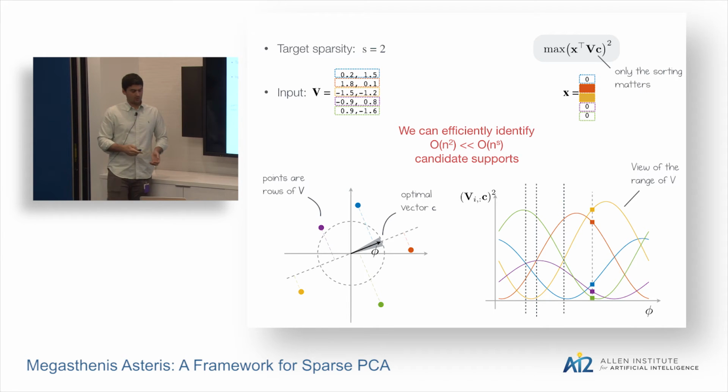Okay. So someone would naively say, I have a target sparsity S, which I unfortunately chose to be 2 here. But S could be arbitrary. Okay. So naively, we would have order n choose S possible supports. But exploiting the fact that our input matrix is rank 2, we can actually reduce that to order n square candidate supports. Okay.